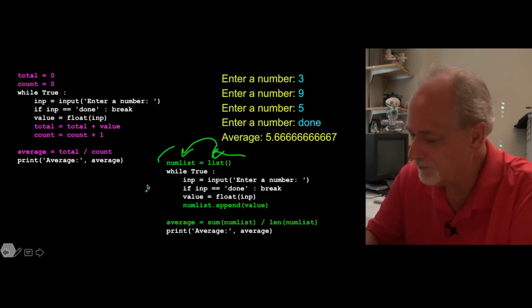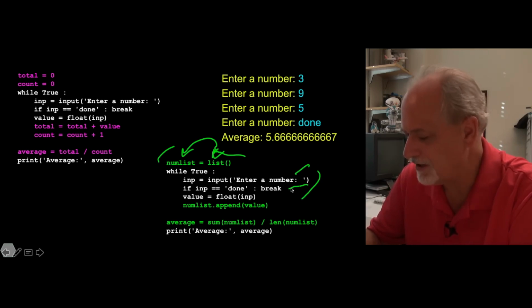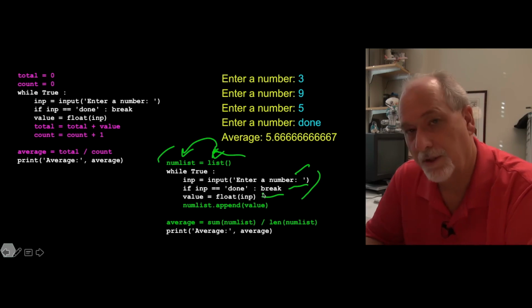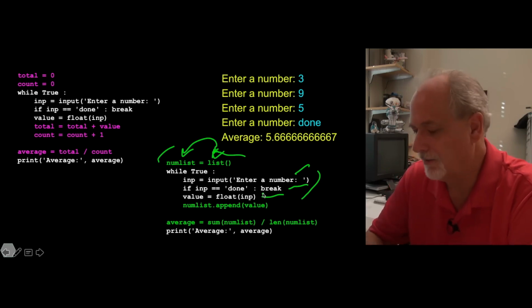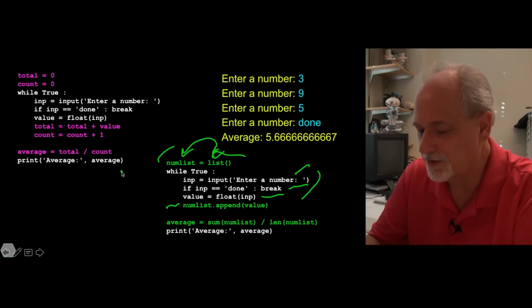Now we're going to write another loop. This part here is the same, these 3 lines. Read the number, if it's done, quit, and convert it to value. But instead of doing the actual calculation right now, what we're going to do is just append it to the list. So the list will start out empty, then the 3 will be in the list, then the 9 will be in the list, then the 5 will be in the list.